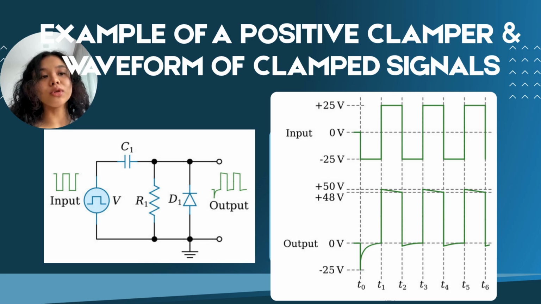This is an example of a positive clamper and the waveform of clamped signals. A positive clamper adds a DC offset to an AC waveform using a diode, capacitor, and optionally a resistor. It shifts the waveform so its negative peaks align with 0 volts. How it works is that during the negative half cycle, the diode conducts and charges the capacitor. But in the positive half cycle, the diode is off. The capacitor adds its stored voltage to the input and it lifts the output waveform above ground.